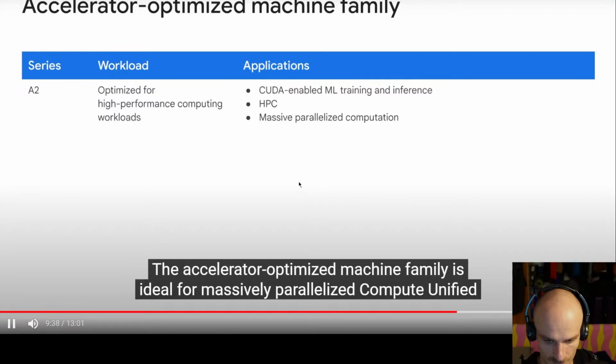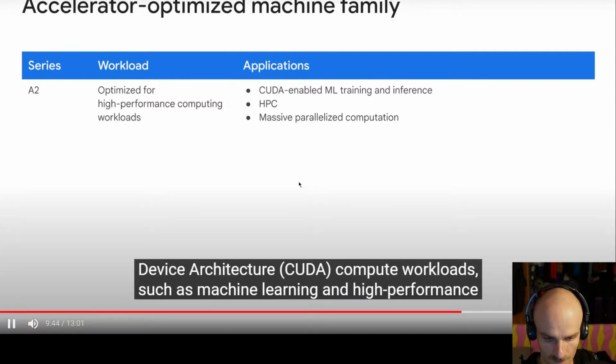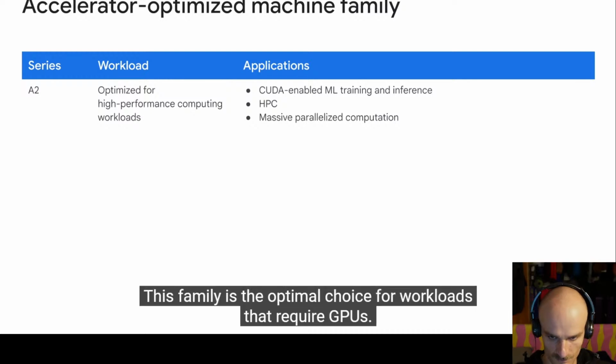The accelerator optimized machine family is ideal for massively parallel compute unified device architecture or CUDA compute workloads, such as machine learning and high performance computing. This family is the optimal choice for workloads that require GPUs.